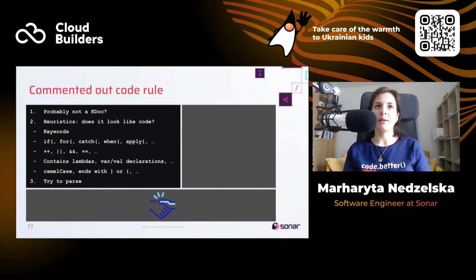And we decided to have some heuristics algorithm, a probabilistic algorithm that tries to answer the question whether it looks like code or not. We are trying to find keywords, some Kotlin specific structures, lambdas, camel case, and then if the probability that it looks like code is pretty high, we try to parse it. For now, we had no reports about false positives here, but of course it's heuristics and it could fail. So I challenge you to find some false positives or false negatives and report them to us.